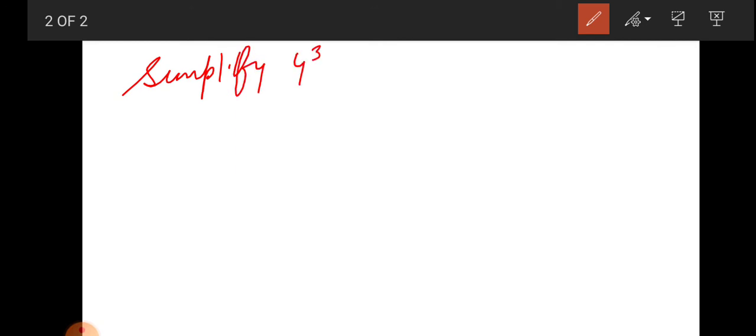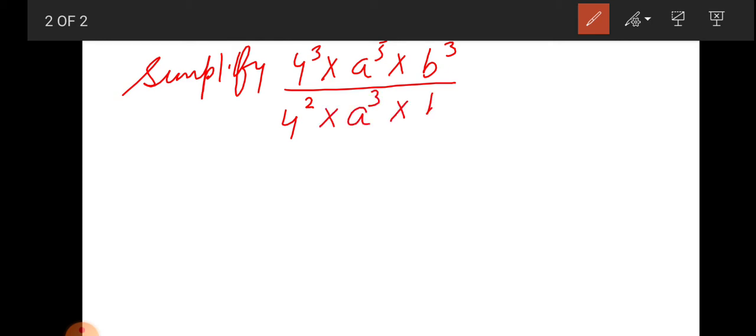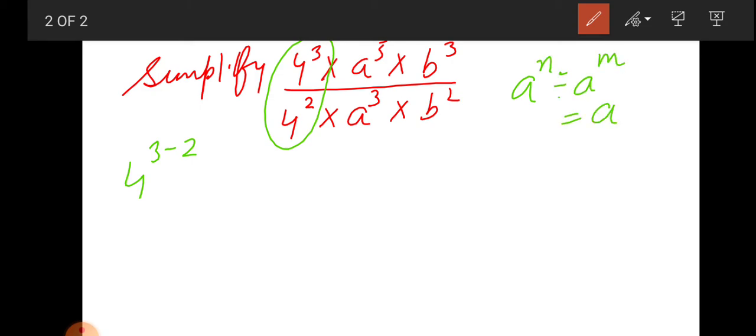Simplify 4 raised to the power 3 into a raised to the power 5 into b raised to the power 3 divided by 4 raised to the power 2 into a raised to the power 3 into b raised to the power 2. Here 4 raised to the power 3 divided by 4 raised to the power 2 can be written as 4 raised to the power 3 minus 2. We know a raised to the power n divided by a raised to the power m is equal to a raised to the power n minus m.